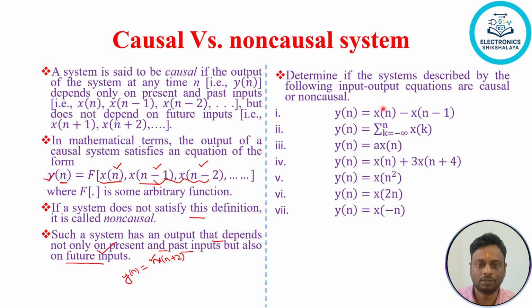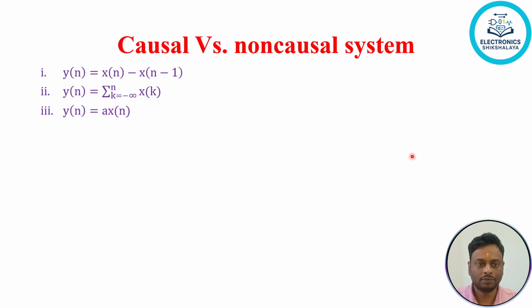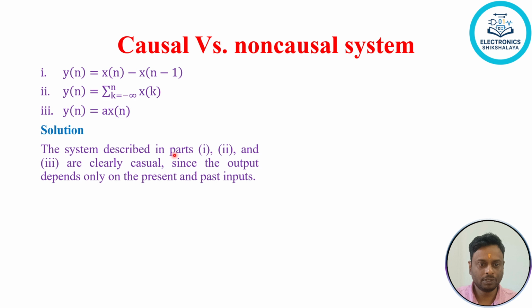So we will check one by one whether these systems are causal systems or non-causal systems. Okay, so you can see the first three are called the causal systems, because in all the three cases the output depends upon the present and past values of the inputs. That is why these are called the causal systems. So the systems in 1, 2 and 3 are causal because the output depends only on the past and present values of the input samples.